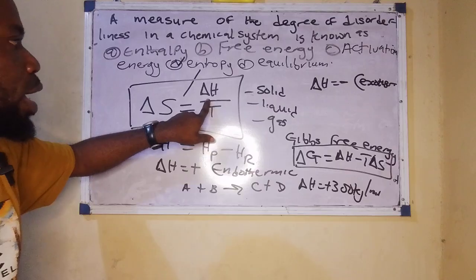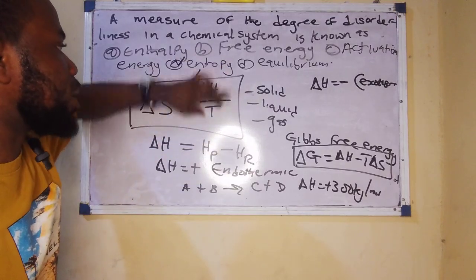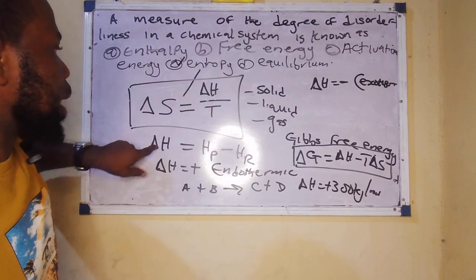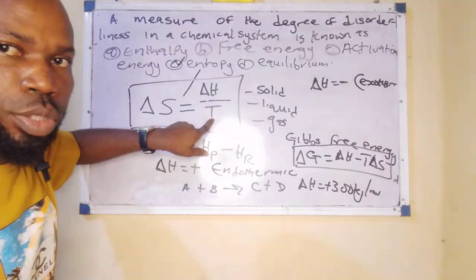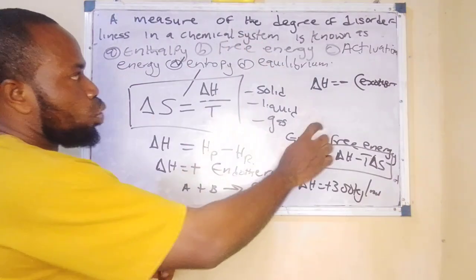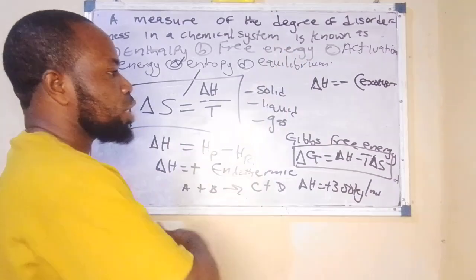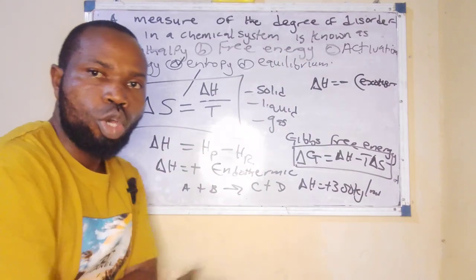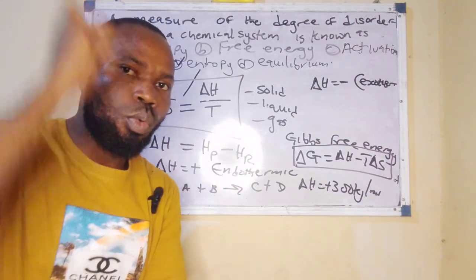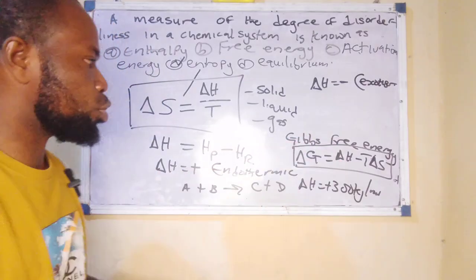Of course, you know entropy change equals delta H over T. This delta H is the enthalpy change, and T is the temperature. Now we are going forward to free energy change, which is the energy available to perform work in a chemical system. Now quickly, let's continue.